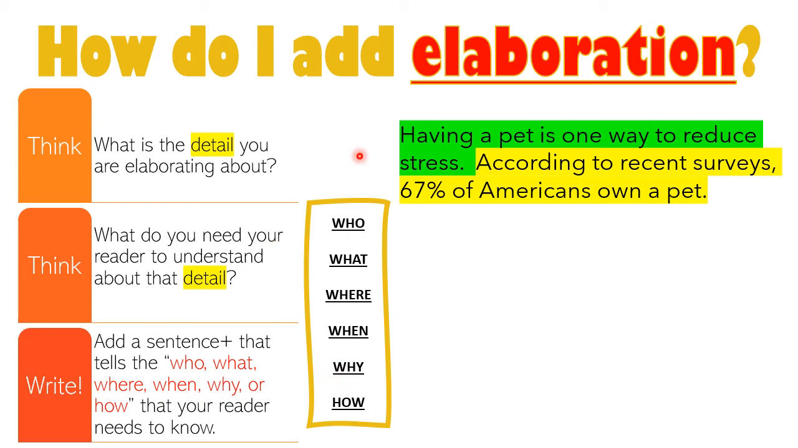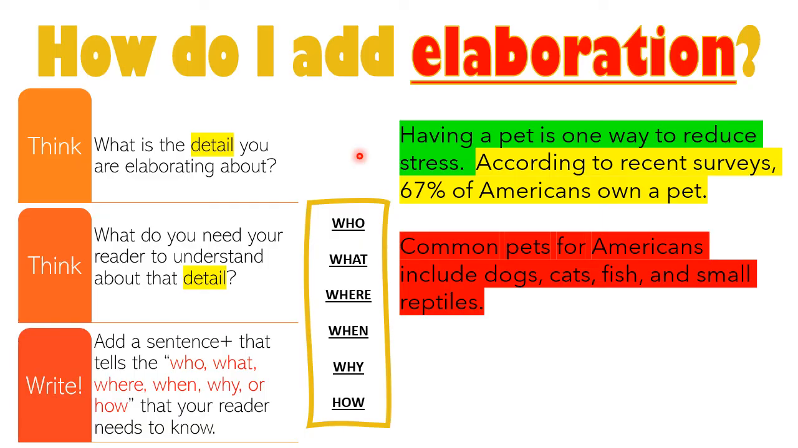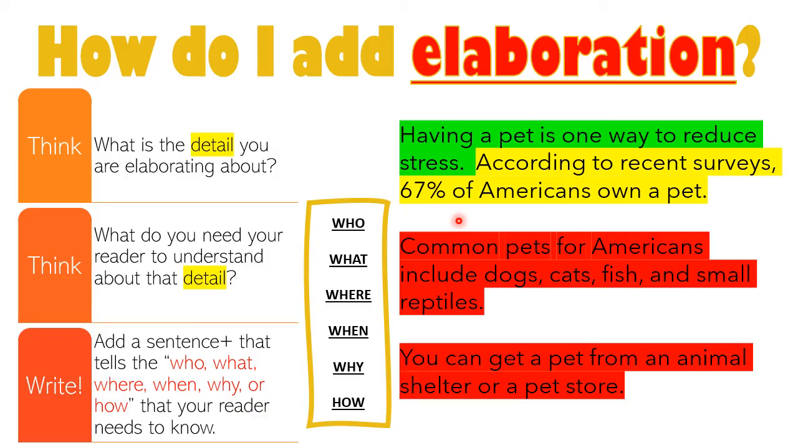Let's look at some elaboration examples. Ooh, this one is explaining what pets are. Common pets for Americans include dogs, cats, fish, and small reptiles. Common pets might be different in different countries, so the author is explaining what kind of pets are likely to be in America.